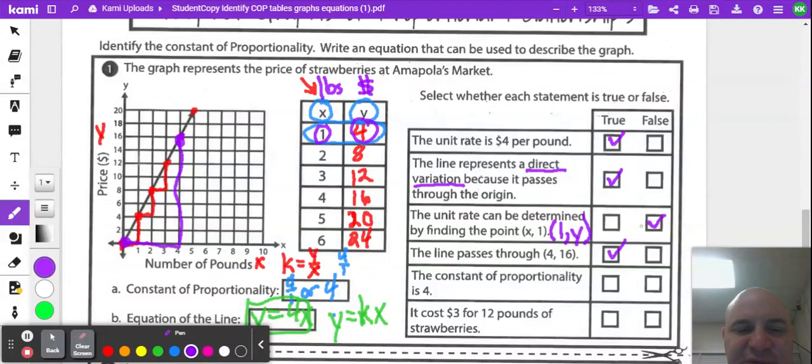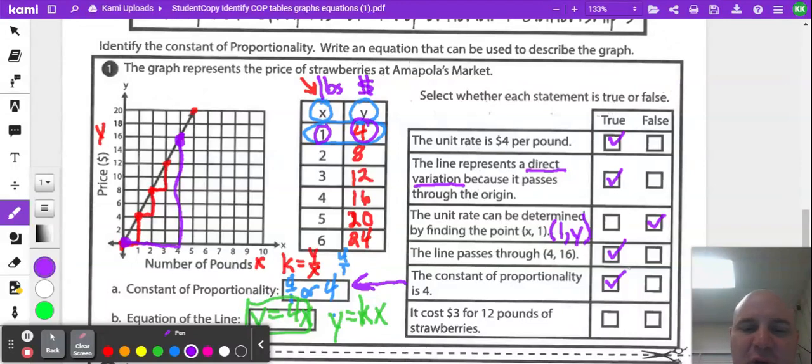The constant of proportionality is 4. Well, if you paid any attention, and I hope you did, right there it was given to you. The constant of proportionality is 4. Again, another true statement. A lot of truths. That's good. They're telling the truth here.